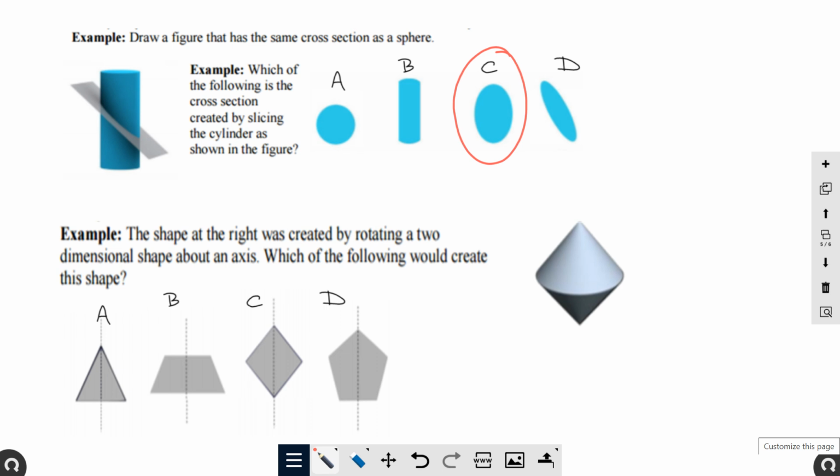All right, this one, the shape at the right was created by rotating. Now, what do you do when you rotate something?